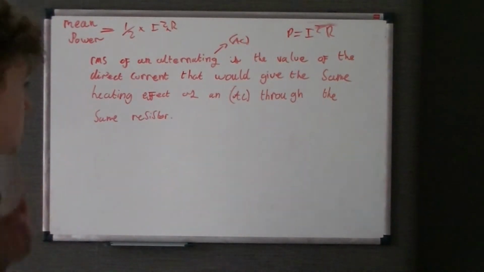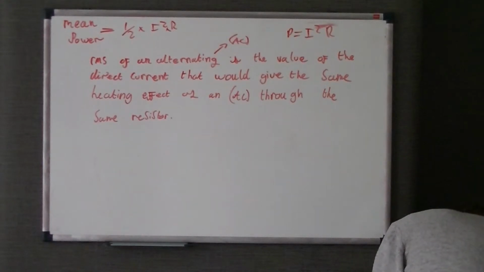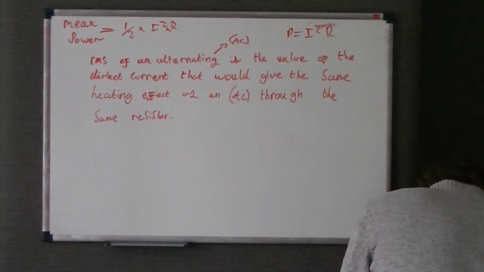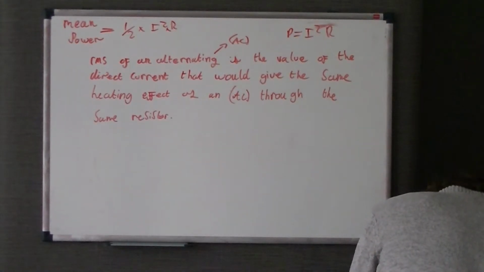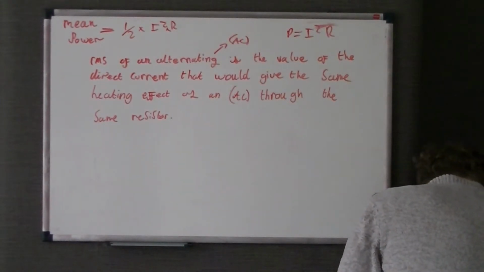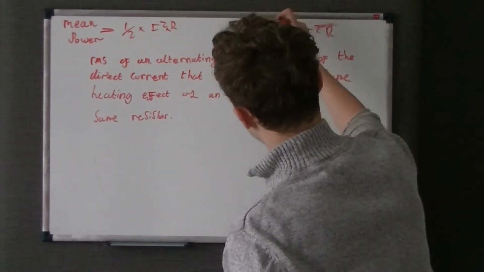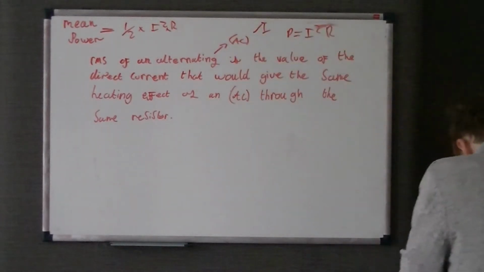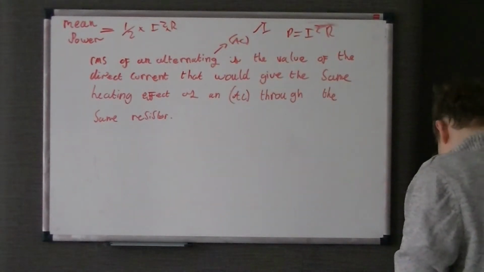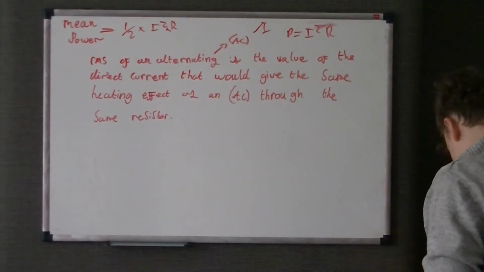How can we simplify that a bit further for you? So the root mean square value, let me make sure I'm going right here. Yeah, so we're talking about alternating current here, so we're talking about the I. The root mean square value of an alternating current is the same value of a direct current that would give the same heating effect as the alternating current through the same resistor.